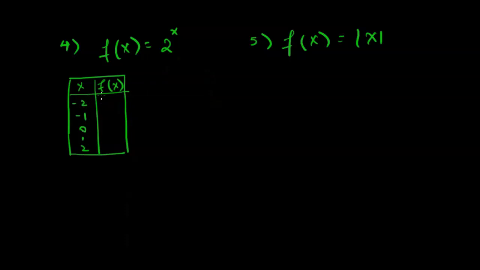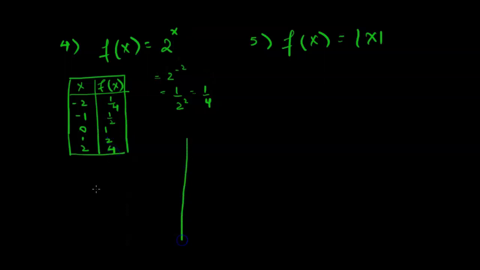Now when you put -2 in place of x, we get 1 over 2 to the power 2, which is 1 over 4. So we get 1 over 4 for the first one. When we put -1 there, we get 1 over 2. When we put 2 to the power 0, we get a 1 because any number raised to the power 0 is 1. 2 to the power 1 is 2. 2 to the power 2 is 4.